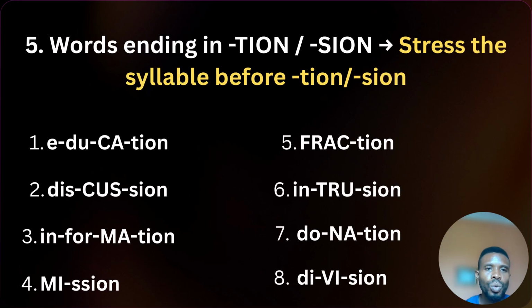Number 5, words ending in tion or sion. We usually stress the syllable before the tion and sion. So we have education, discussion, information, mission, fraction, intrusion, donation, division.